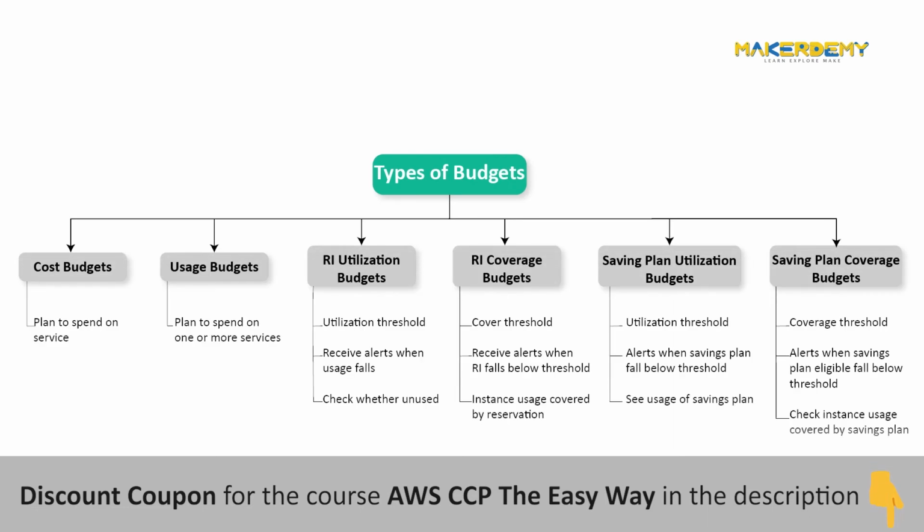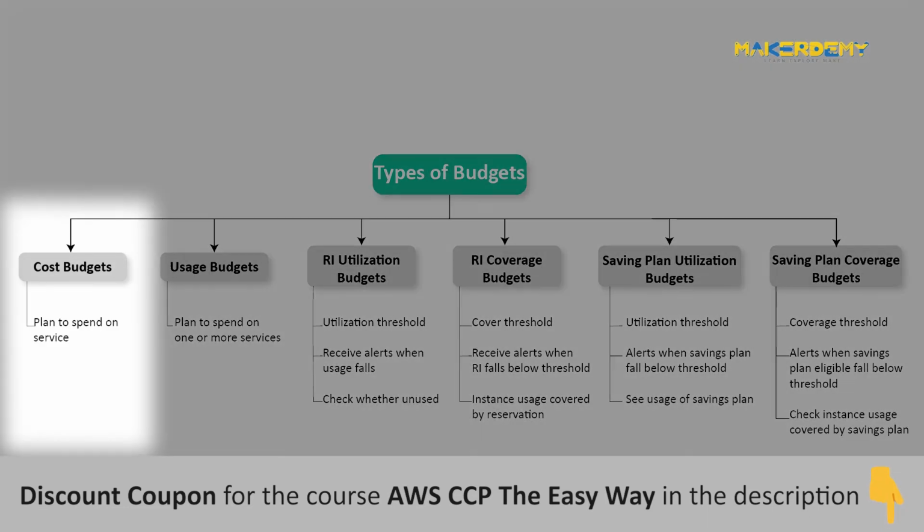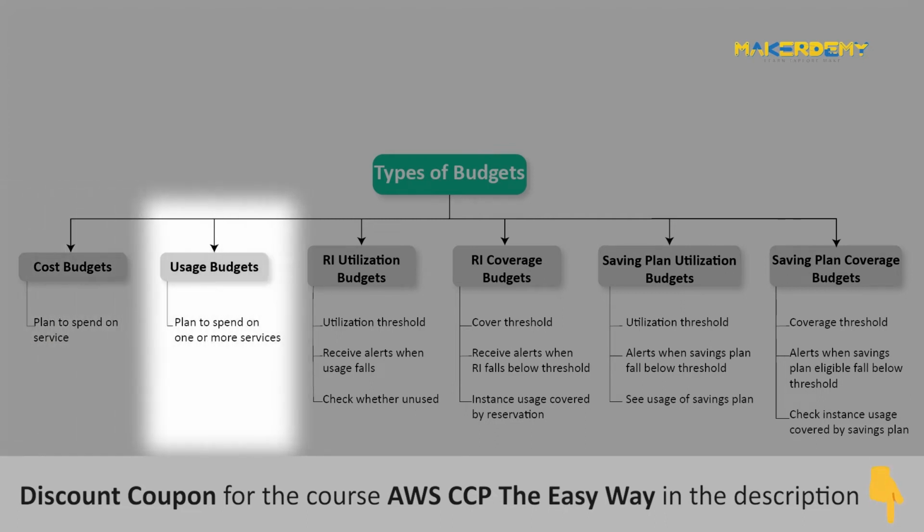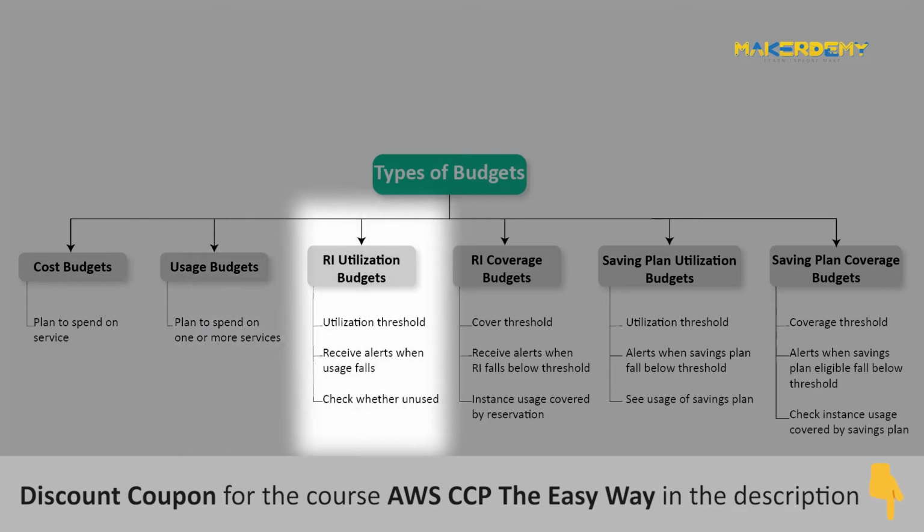Following are the types of budgets. Cost budgets. Plan how much you want to spend on a service. Usage budgets. Plan how much you want to use one or more services. Reservation instance or RI utilization budgets. Define a utilization threshold and receive alerts when your RI usage falls below that threshold. This lets you see if your RIs are unused or underutilized.